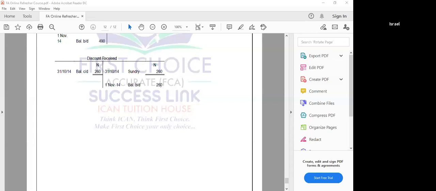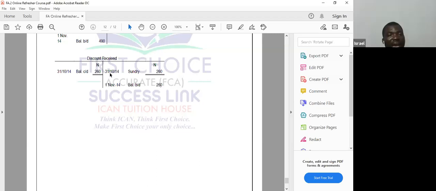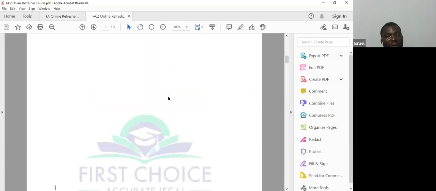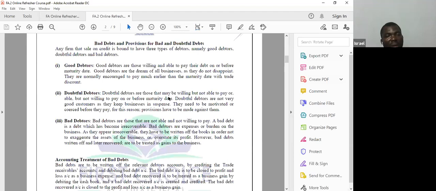Because of our time, let's move on to the next one. The next one will be under the material. Before we prepare our financial statement, what are the other adjustments that we need to know? So now let me share the material with you.